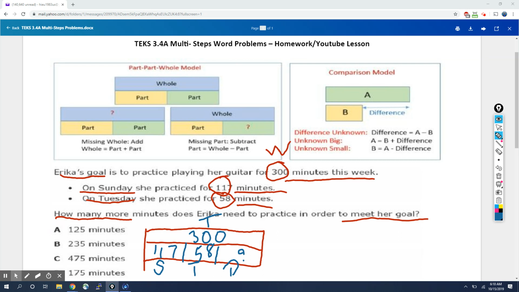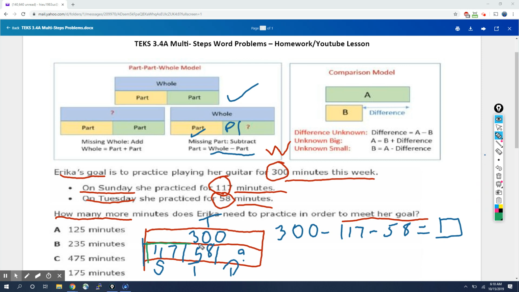There are 2 ways that you can do this. Because they already give you a whole and a part, in this case you have another part right here and a missing part right here. First of all, you can take the whole and subtract the parts. So you can do 300 take away 117, take away 58, equal to the question mark. Another way that you can do is, first of all, we're going to add the 2 parts together first.